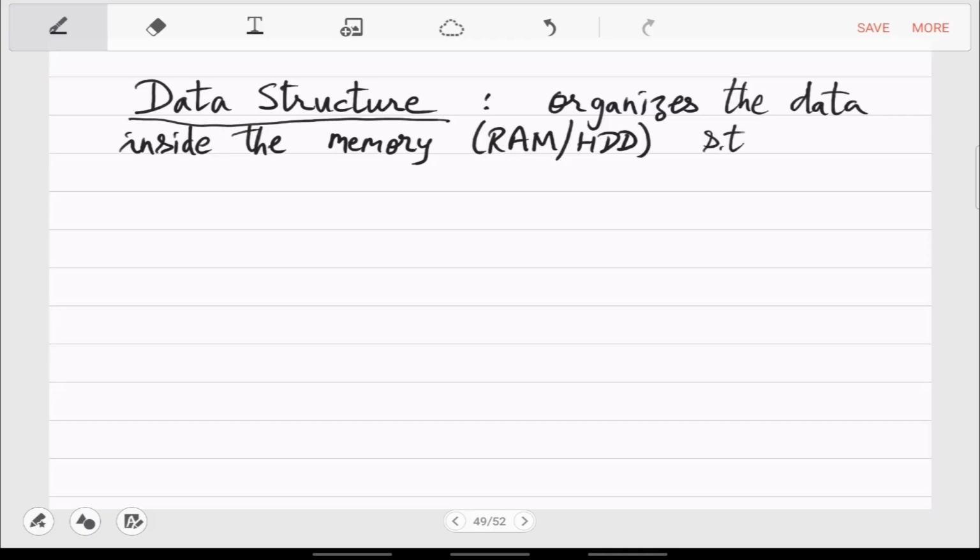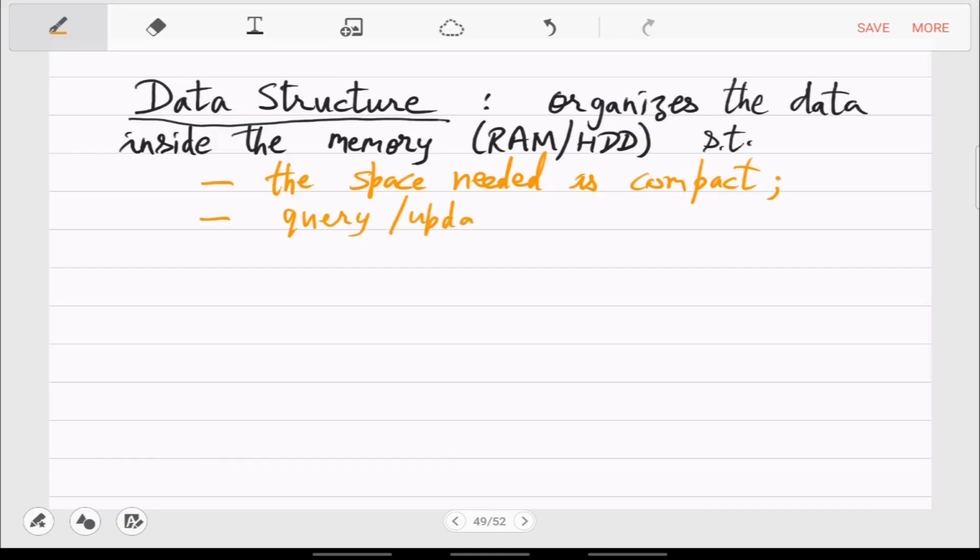Such that, ideally, the following goals are achieved. So the space has to be compact. To solve a problem, your data structure should not demand unlimited space. Space should somehow be limited and ideally minimized. Query or update has to be fast.